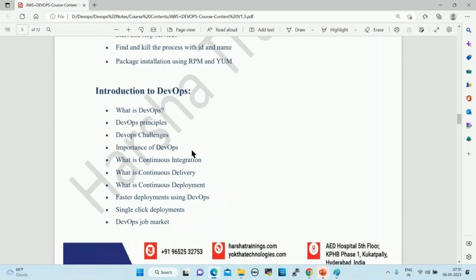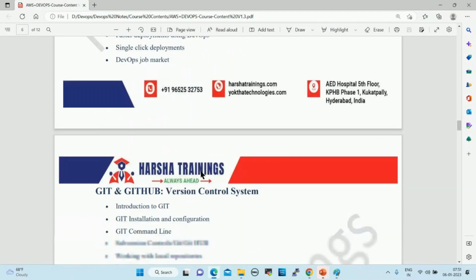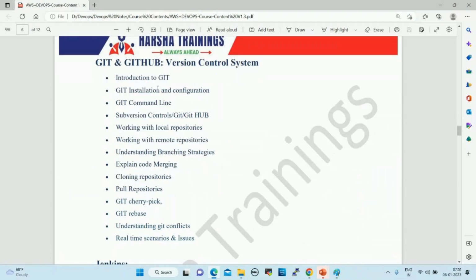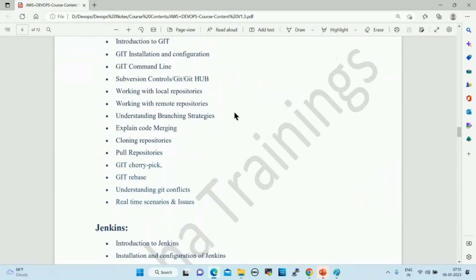Next one, introduction to DevOps. These are what is DevOps, DevOps principles, DevOps challenges. So yeah, importance of DevOps. What is continuous integration, continuous delivery, CI/CD? What is CI/CD? Right? All these things will be covered. After that, our tools like Git, GitHub, Jenkins, Maven, all the tools will be started one by one.